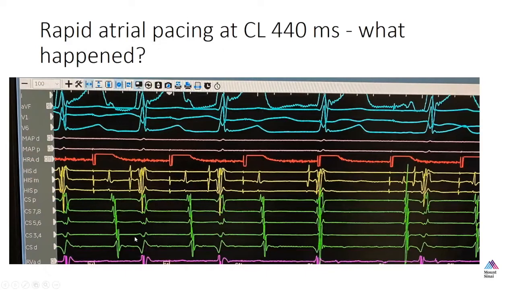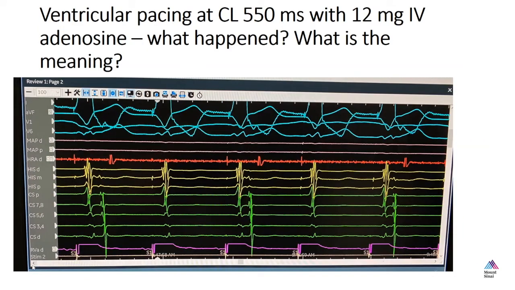So here we are in a case, and we are rapid atrial pacing at cycle length 440 milliseconds. And so let me ask Dr. Candid what she thinks about this. What's going on here, Tulsi?